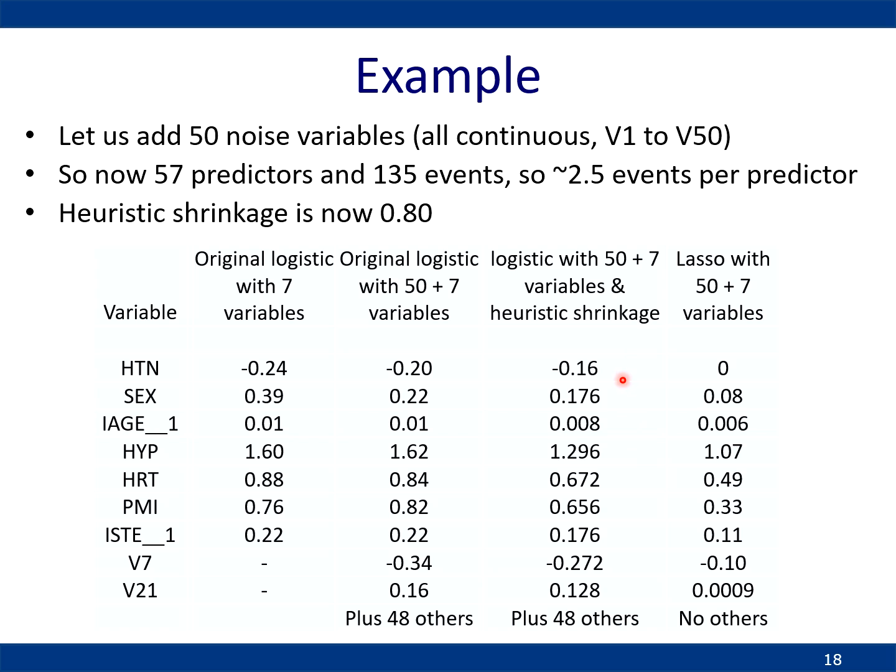Okay, so we could apply a shrinkage factor to all the 50, but Lasso would allow us to select as well. So let's try doing Lasso with 57 variables, and what happens? Well, we see that it hasn't selected HTN, but it has selected the other 6 of the main variables that we know are important. And it's also only selected 2 of the other 50 noise variables. So it's selected V7 and V21, but none of the other 48.